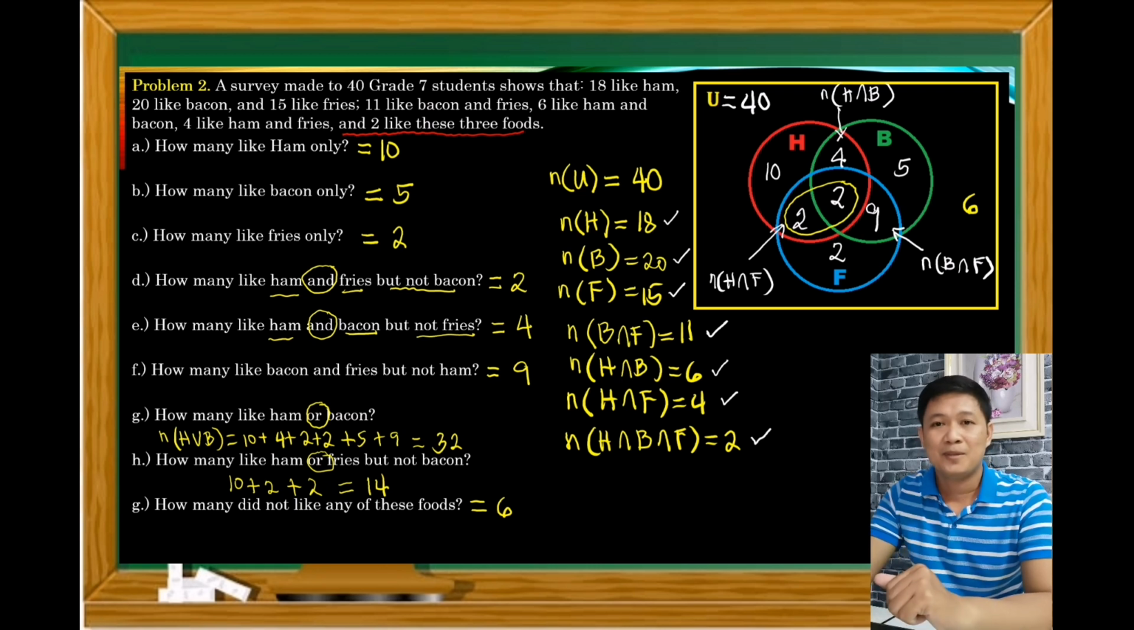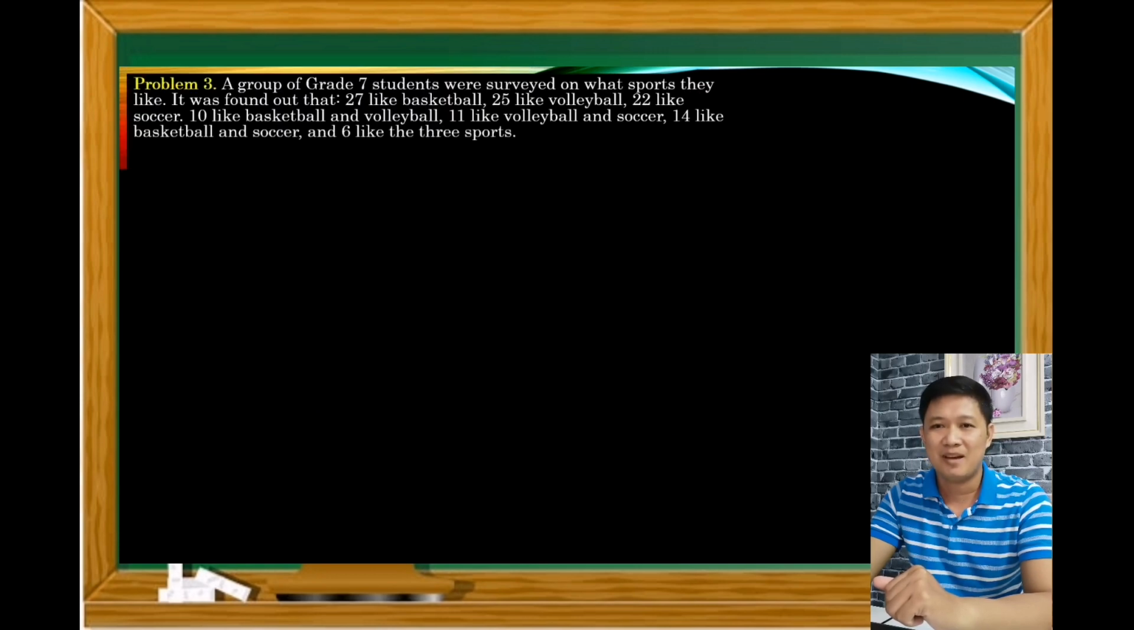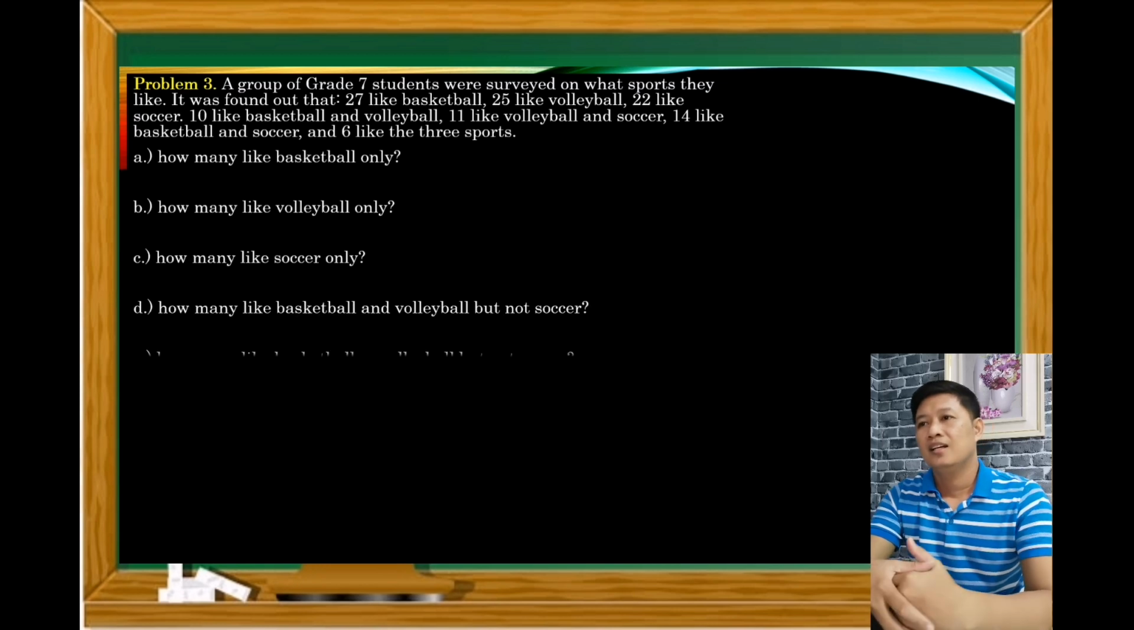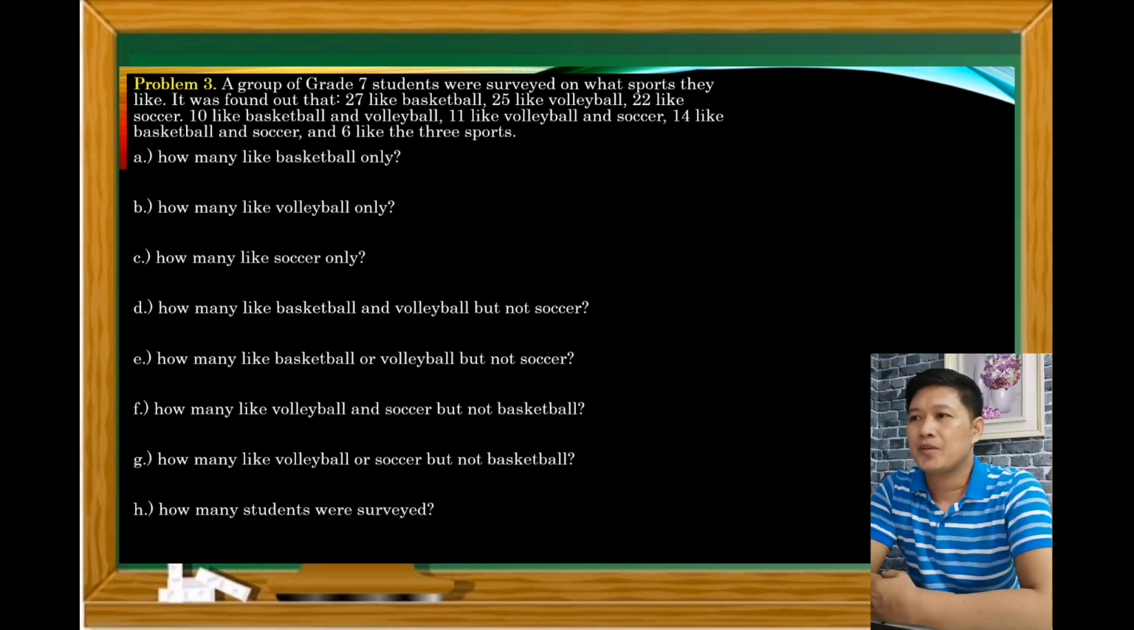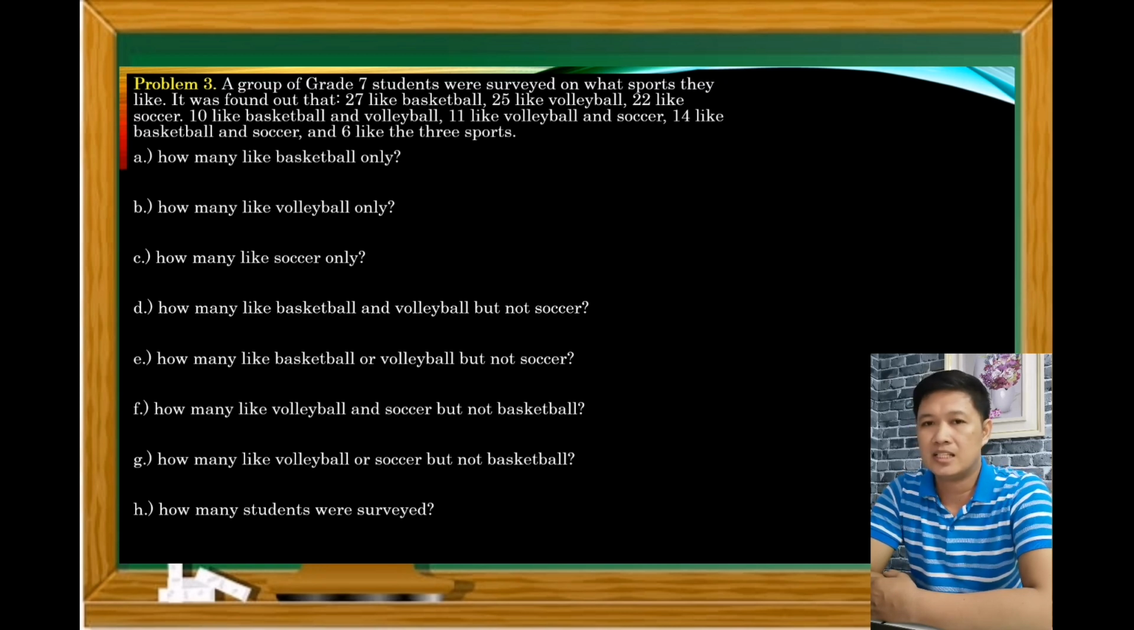But before tayo magtapos, okay, so ibibigay ko sa inyo itong isang problem as your assignment. Okay. So a group of grade 7 students were surveyed on what sports they like. It was found out that 27 like basketball, 25 like volleyball, 22 like soccer. 10 like basketball and volleyball, 11 like volleyball and soccer, 14 like basketball and soccer, and 6 like the 3 sports.